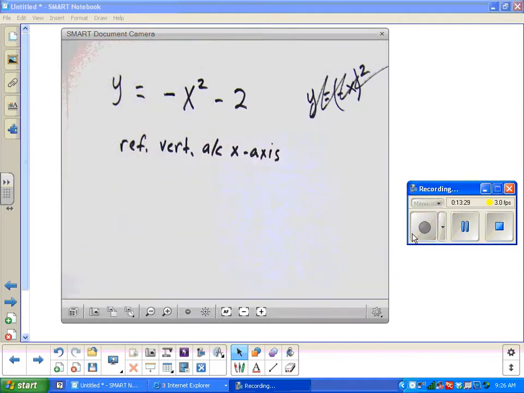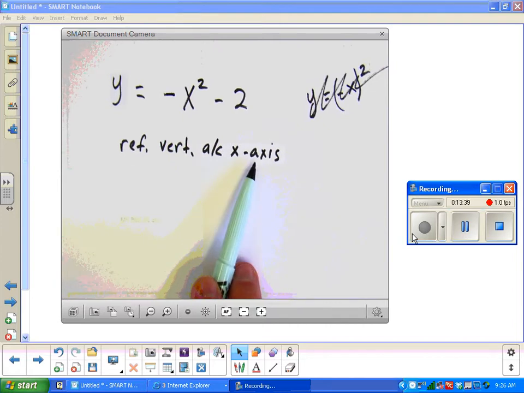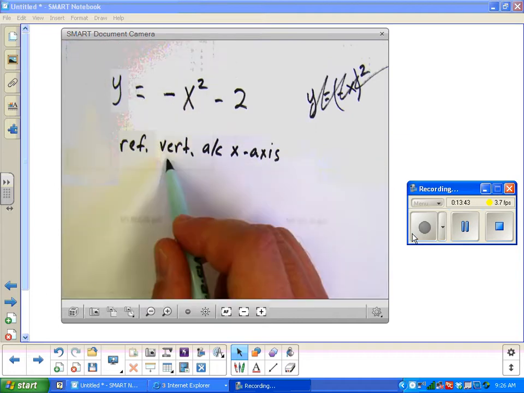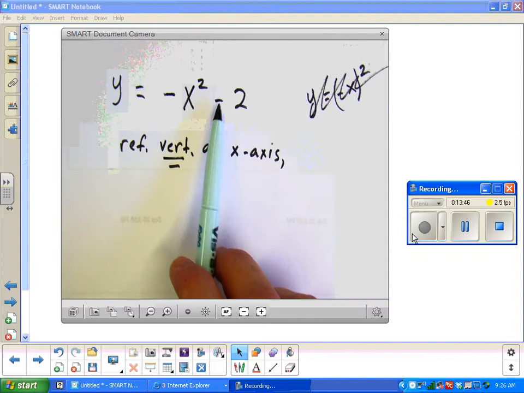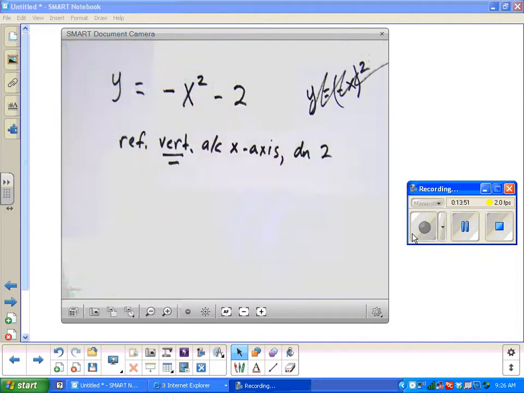Okay, so before you say x or y-axis, say vertically or horizontally, and then think about it. If you think about vertically and horizontally first, then you might not miss this as much, okay? So it's going to reflect vertically across the x-axis. Now, what's the -2 going to do? Down 2, okay? So we're kind of adding a little bit more to this one.